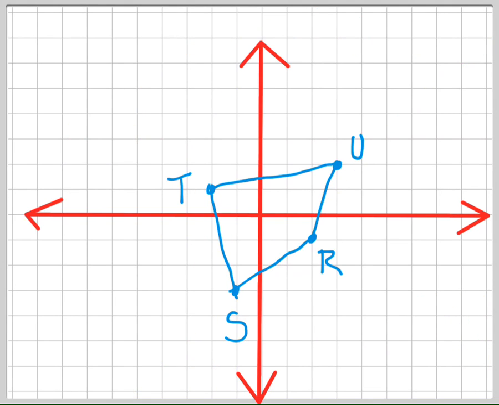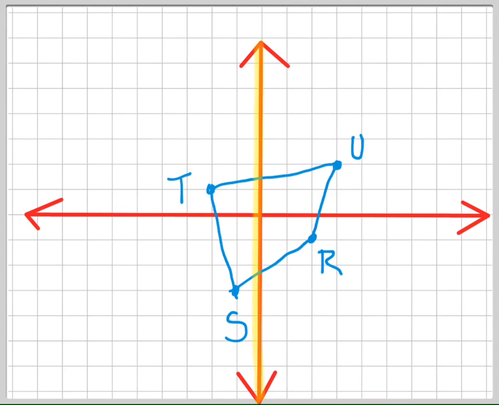Here's the next one, quadrilateral RSTU. It says reflect over the line, over the y-axis. So I'm going to reflect over that line. Okay, so I'm just going to flip it over that line. So it's going to actually lie on top of each other, the pre-image and the image, because it's already on the y-axis. So I'm just kind of flipping it over this axis.